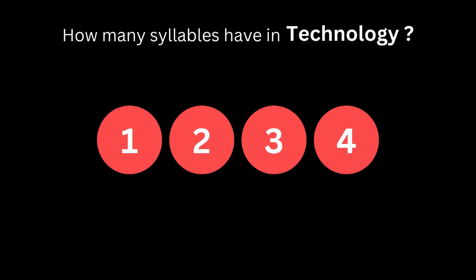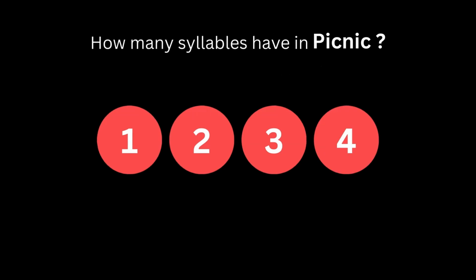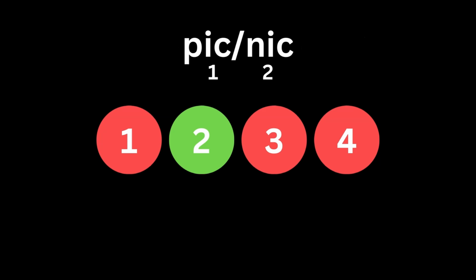How many syllables are in technology? Tech, nol, o, gy. There are four syllables in technology. How many syllables are in picnic? Pic, nic. There are two syllables in picnic.